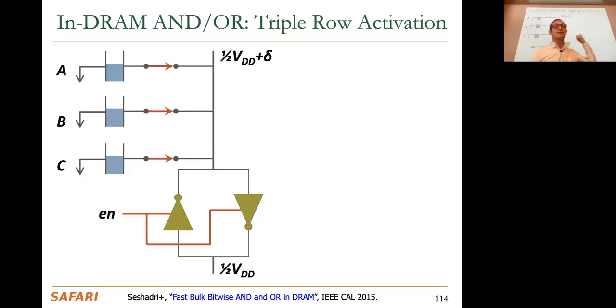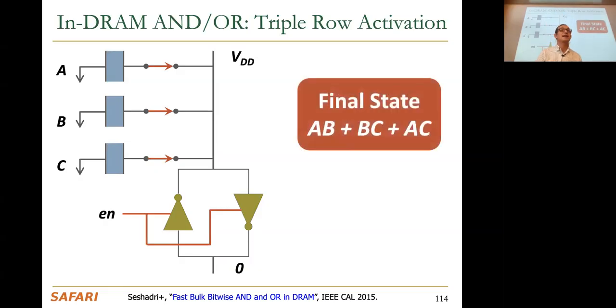Because if at least 2 of these cells are charged, they would dominate the charge sharing. As a result, you would get the charged state at the end. If at least 2 of these cells are discharged, you would get the discharged state at the end, at the bit line over here. So basically, this is a bitwise majority function. It's a great function. You could try to translate your algorithms to bitwise majority, and you're doing bitwise majority across 8 million bits in the system, in a single DRAM. So this is nice.